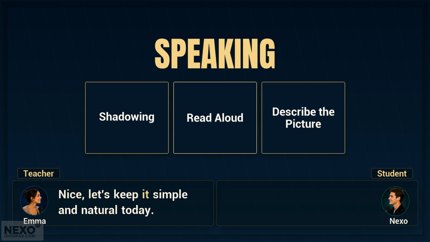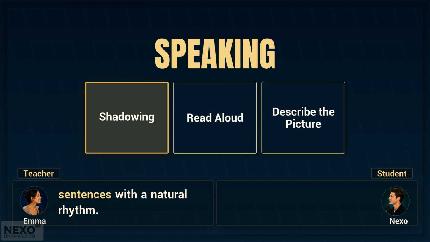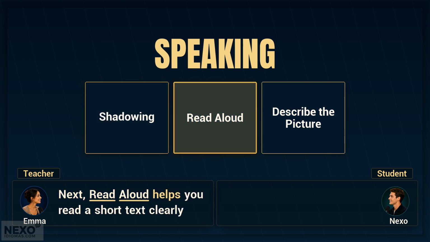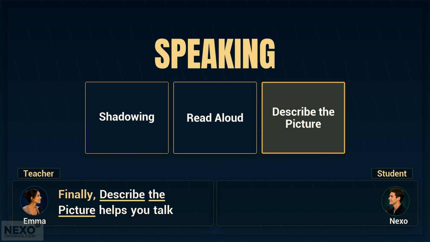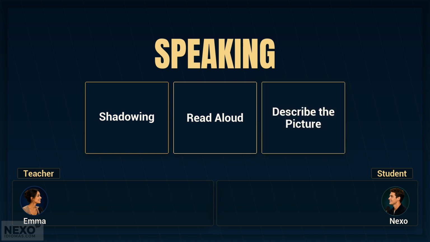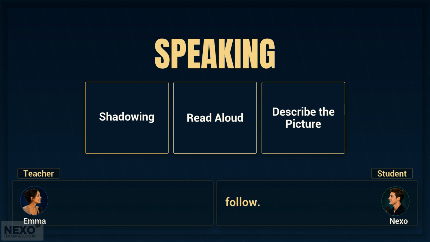Nice. Let's keep it simple and natural today. First, shadowing helps you listen and repeat short sentences with a natural rhythm. Next, read aloud helps you read a short text clearly and with confidence. Finally, describe the picture helps you talk about what you see in a simple way. That sounds useful, and the order feels easy to follow.